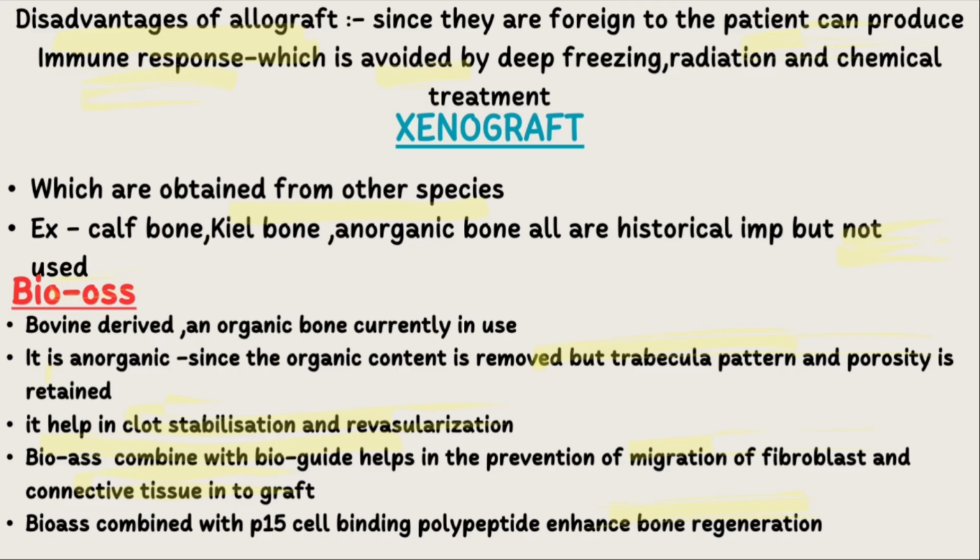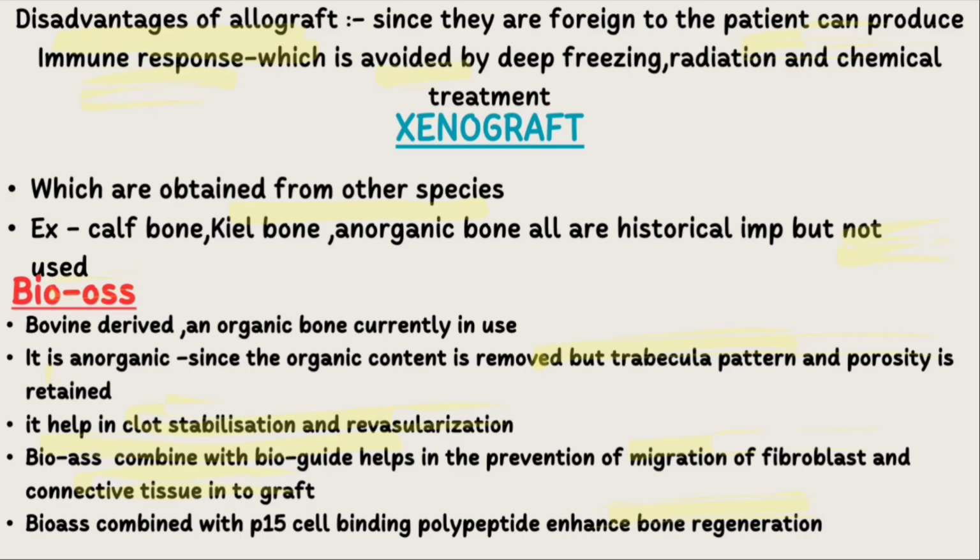Disadvantages of the allograft: since it is foreign to the patient, it can produce an immune response, which is avoided by freezing, radiation and chemical treatment. So there is a risk of immune reaction and it can be reduced by freezing, radiation and chemical treatment.